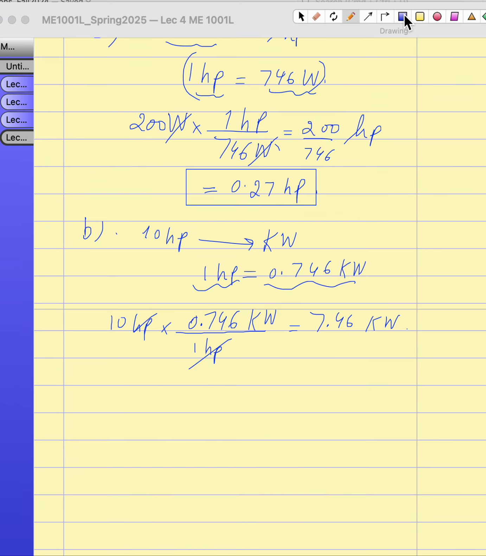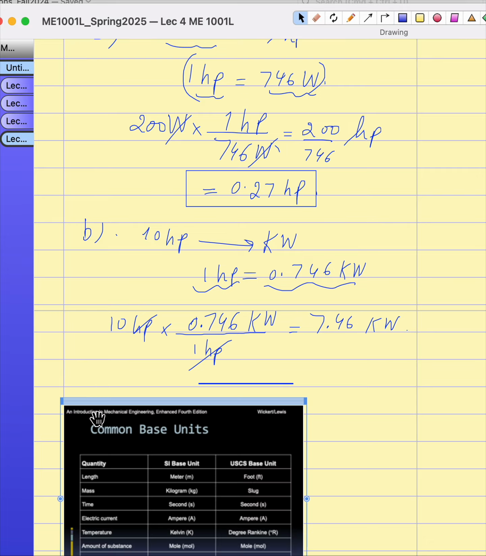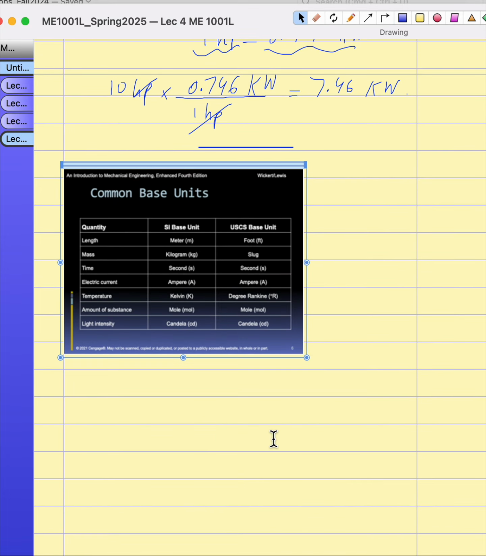Let's do another problem. In this problem, let me draw a line here. Before I solve this problem, I want to show you some of the basic units and the derived units. If you take a look here, these are from your PowerPoint slides. Common base units in the SI system are meter for length, kilogram for mass, second for time, and so on.